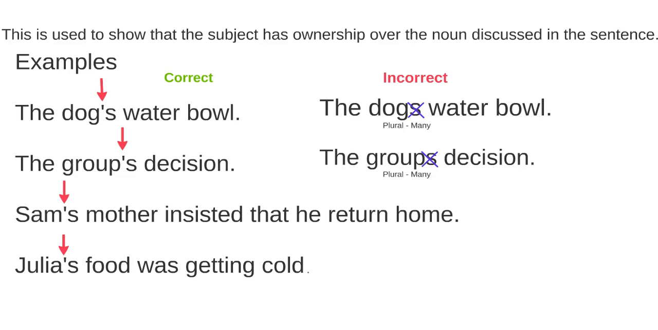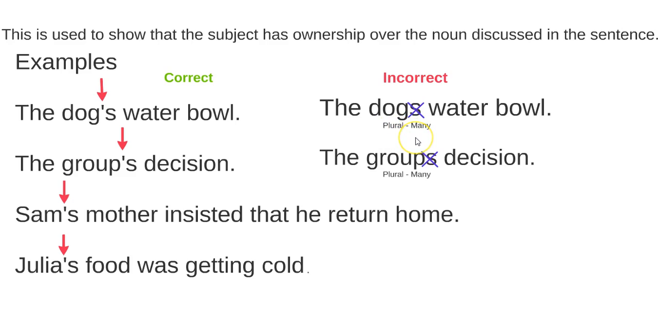Let's now look at the apostrophe to show possession or ownership. The apostrophe is used to show that the subject of the sentence owns the thing discussed in the sentence. So in this example, the dog's water bowl. The apostrophe shows that the water bowl belongs to the dog.